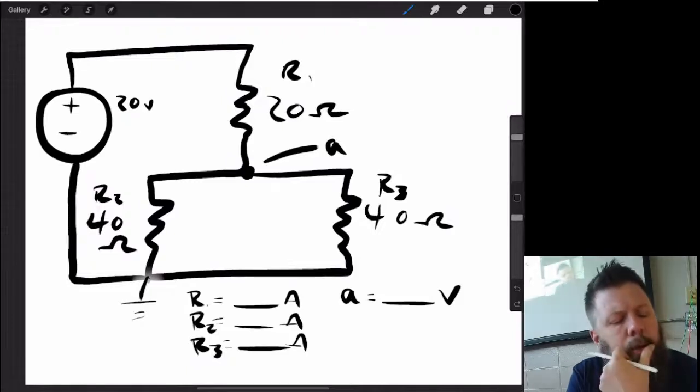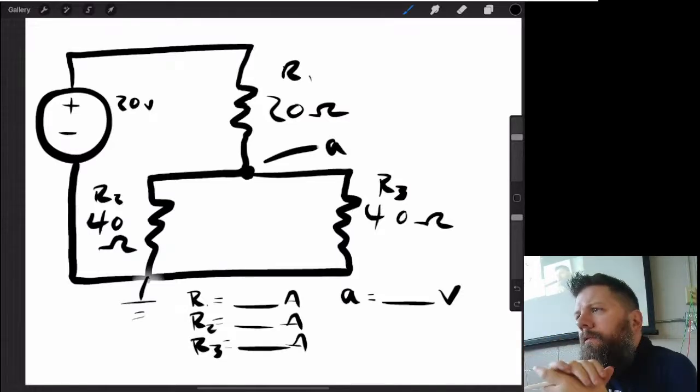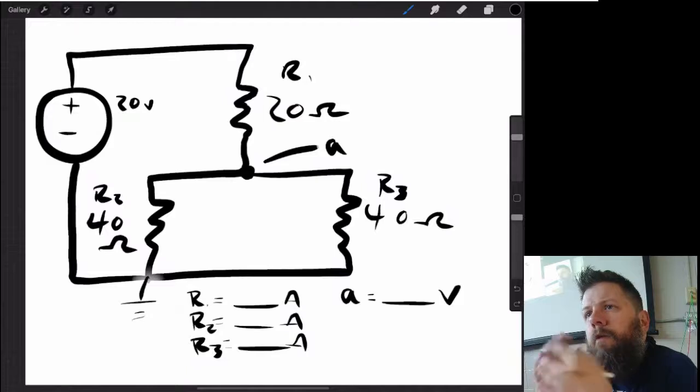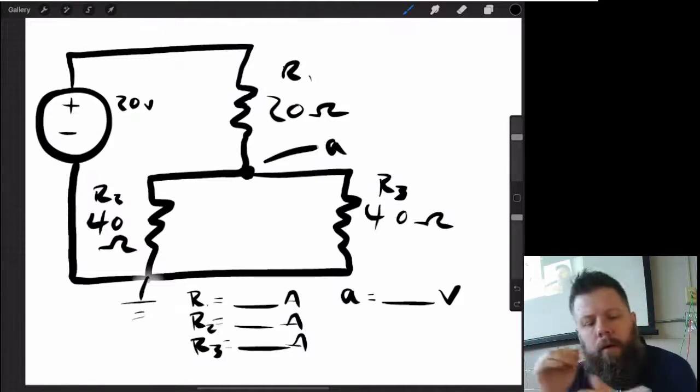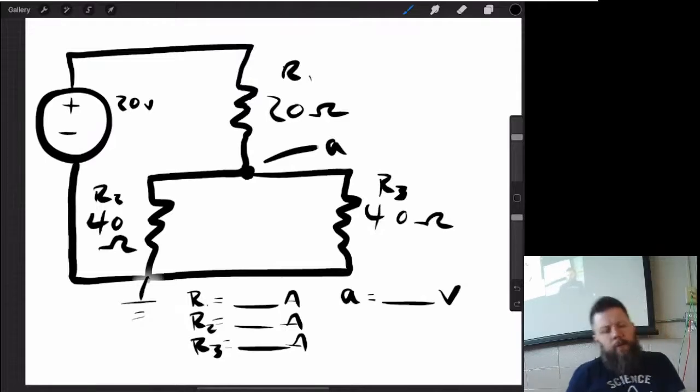Okay, so we've got what's called a combination circuit now. It's not purely series and it's not purely parallel. But there are pieces of it, and you can take those pieces and work the way that we've been doing. So we want to figure out what our total current would be through there, and that's going to help us figure out things.